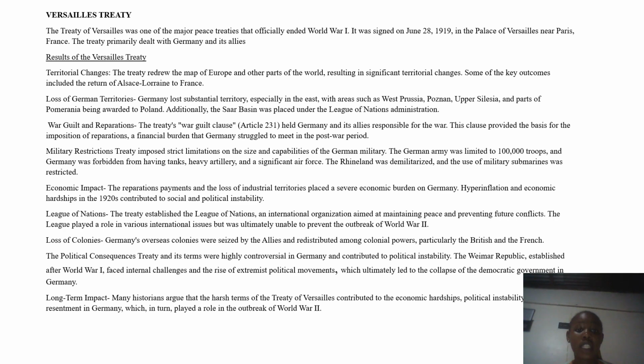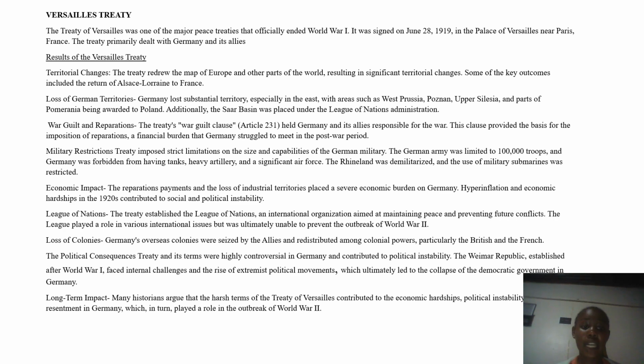The loss of German territories. Germany lost most substantial territories, especially in the east, such as West Prussia and Poznan. The war guilt and reparation. The war majorly favored the Allied powers more than the Germans, who were the Central Powers.